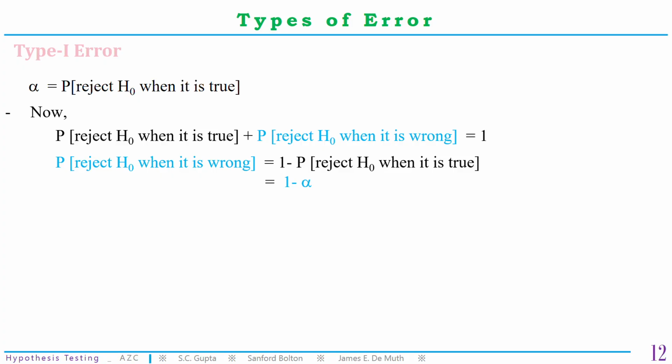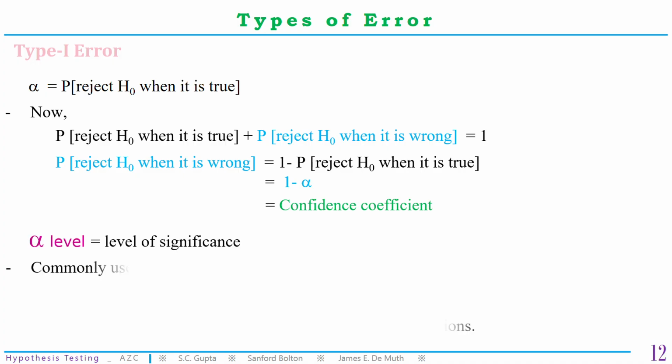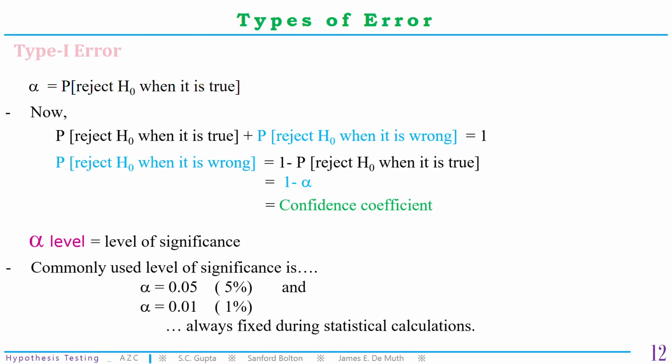1 minus alpha is called the confidence coefficient, while alpha level is called the level of significance. Commonly used levels of significance are an alpha level of 0.05, meaning 5%, and an alpha level of 0.01, meaning 1%. Alpha level is always fixed during statistical calculations.